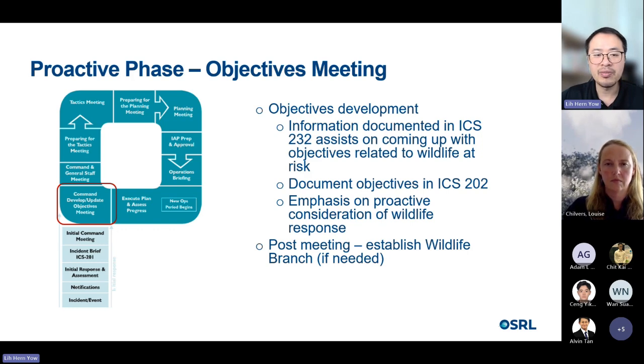This will assist to come out with objectives related to wildlife, because if they have wildlife recorded, then this should be translated to actions that he wants the team to complete on the field for the next operational period. So the objectives will be documented in the objectives form, which is ICS 202. And if there's wildlife response, there should be a command emphasis on proactive consideration of wildlife response.